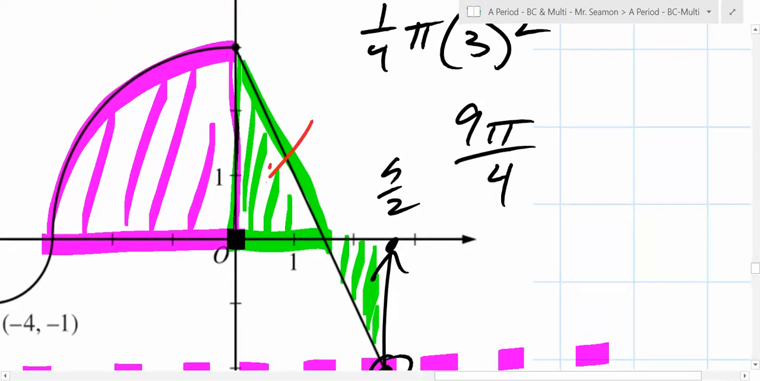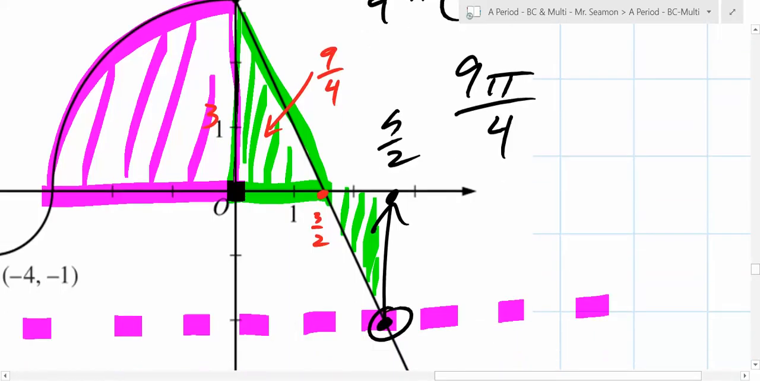What's the area inside here? That's 3/2 right there. This is 3. It's half of 9/2, right? Yes. So it's going to be 9/4. Is everybody okay with that?